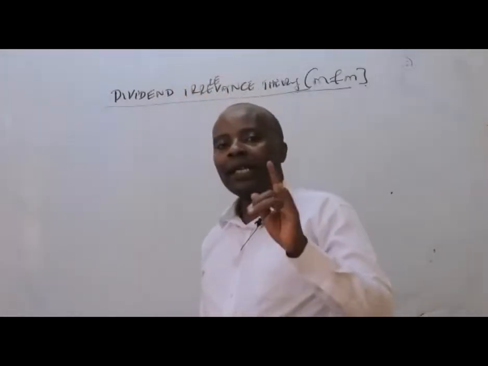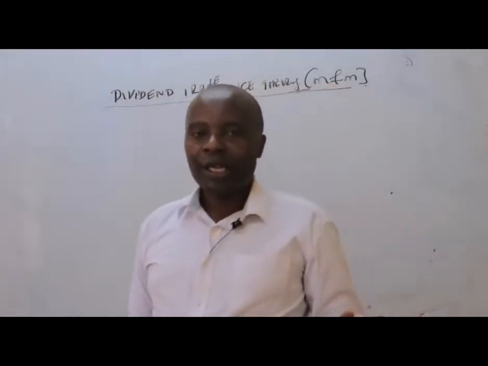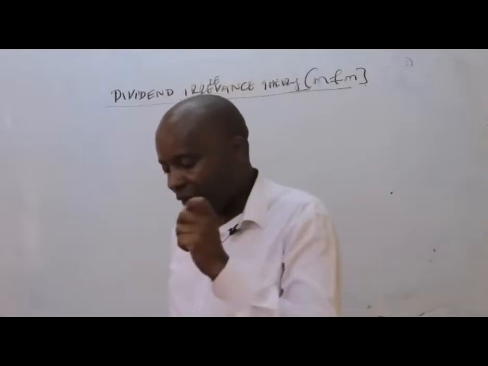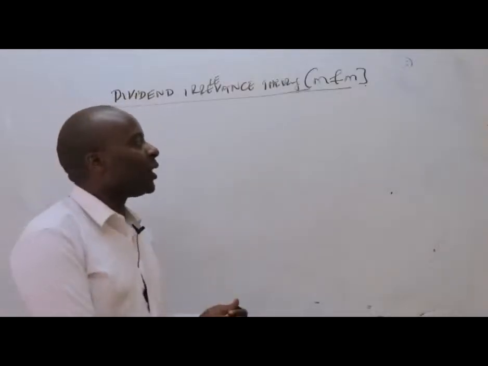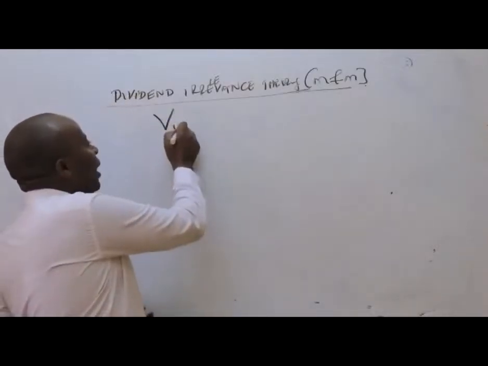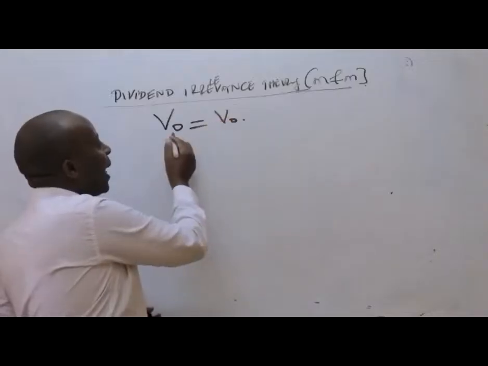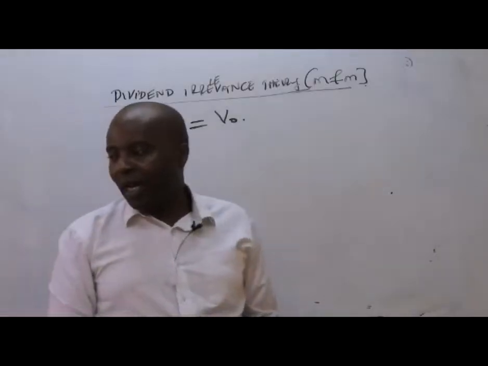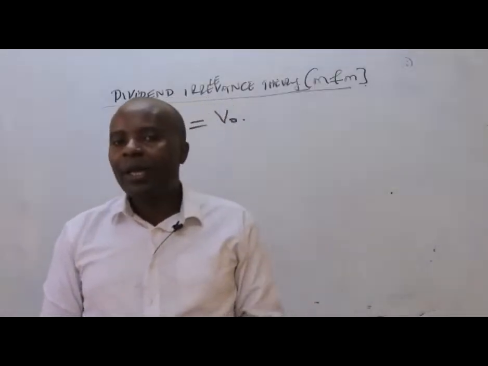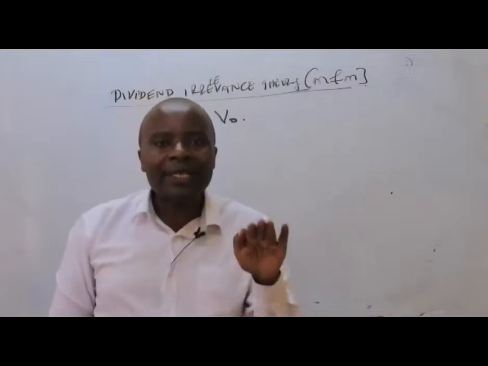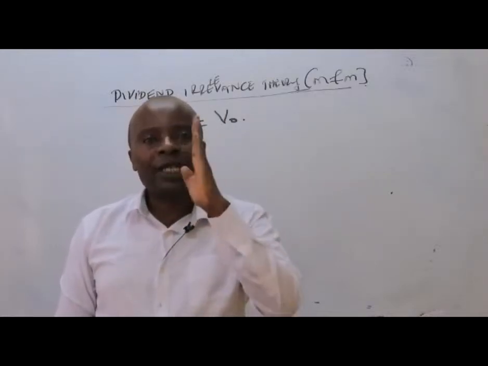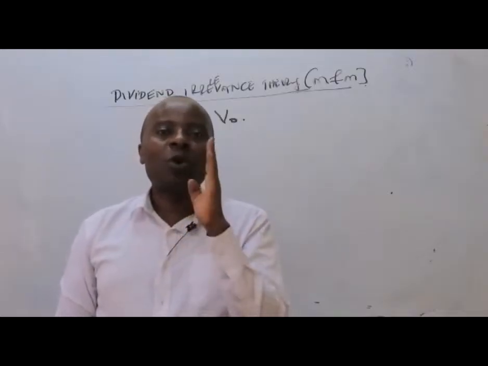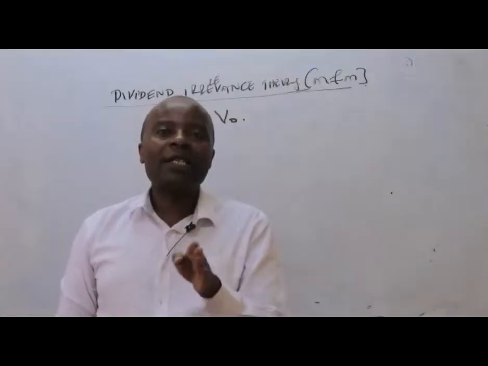So remember, under dividend irrelevance theory, whether you pay dividends or you don't pay dividends, the value of the farm will always be the same. The concept here is that the current value of the farm, P0, is always the same regardless of whether you decide to pay dividends or you don't pay dividends. It's called the dividend irrelevance theory.